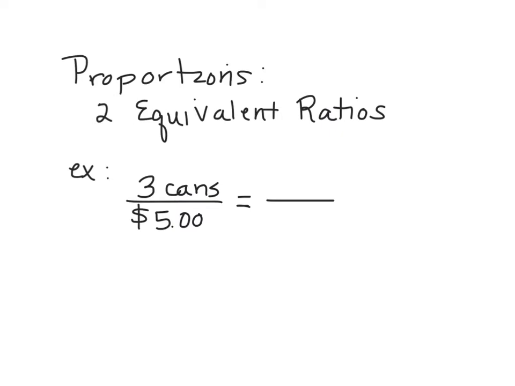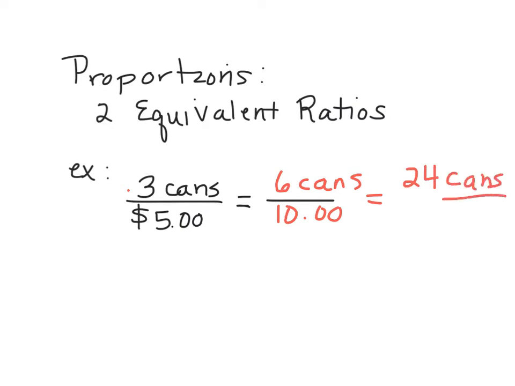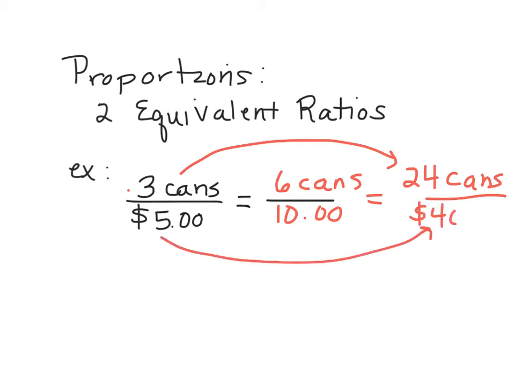We're going to talk about proportions. Proportions are 2 equivalent ratios. Here's a ratio. We could get 3 cans for $5. We could make an equivalent ratio like 6 cans of that same soup for, well, that would be $10. There's infinitely many equivalent ratios. We could say 24 cans. I can buy 24 cans of soup. Let's see, if I multiply by 8 would cost me $40.